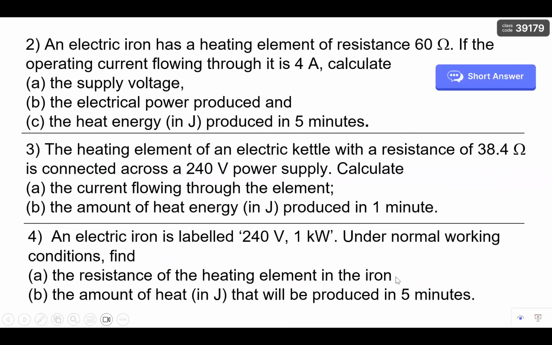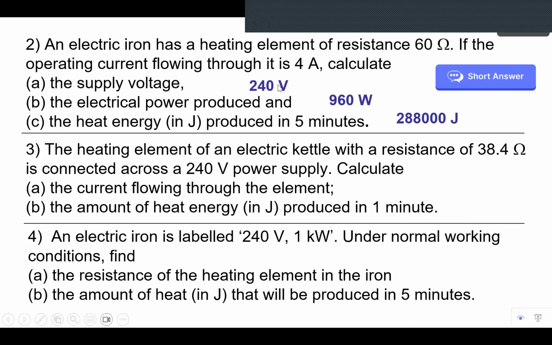The first one: an electric iron has a heating element of resistance 60 ohms. If the operating current through it is 4 ampere, calculate its supply voltage. So I'm interested in voltage, V. I'm going to use the formula V equals I times R. So it's 4 times 60, I will get 240 volts. Next one, I will calculate the power. Power equals VI. So it's 240 times 4, I get 960 watts.